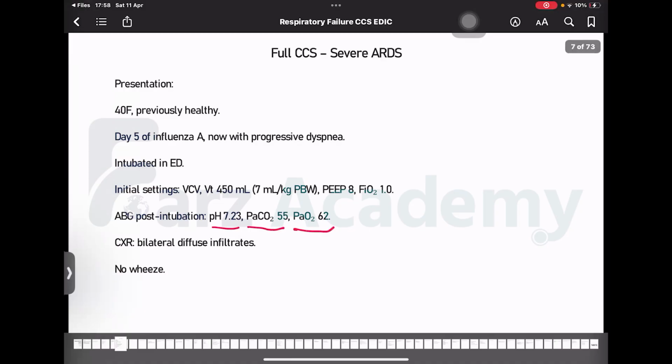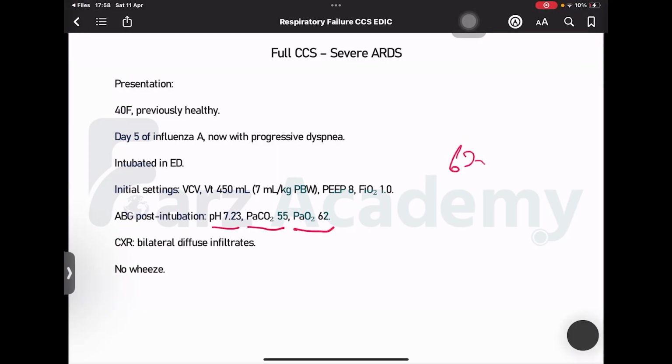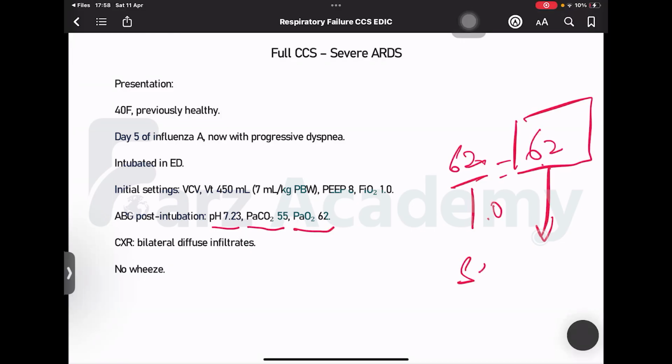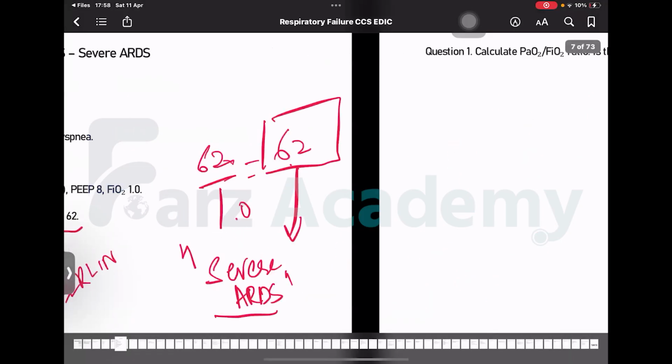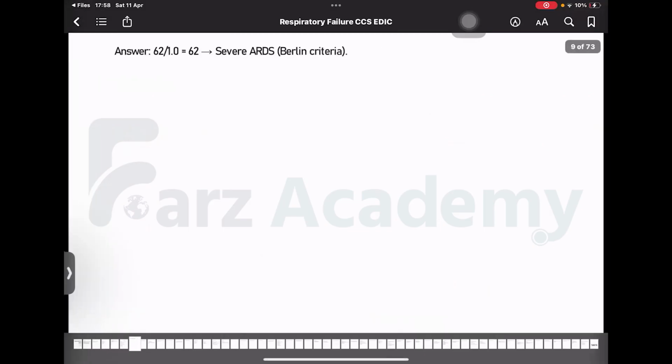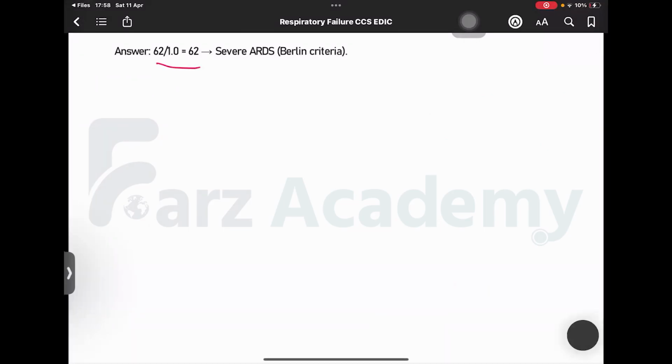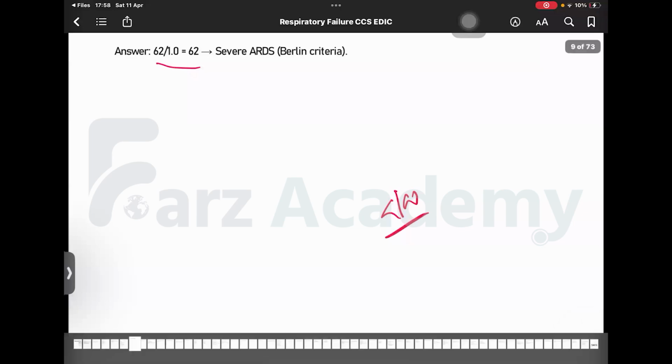So what is the PF ratio? PF ratio is 62 divided by 1. This turns out to be 62. So this is severe ARDS. Which is the definition which defines ARDS? It is the Berlin definition. So we have severe ARDS because the PF ratio is 62. Anything less than 100 is severe ARDS.